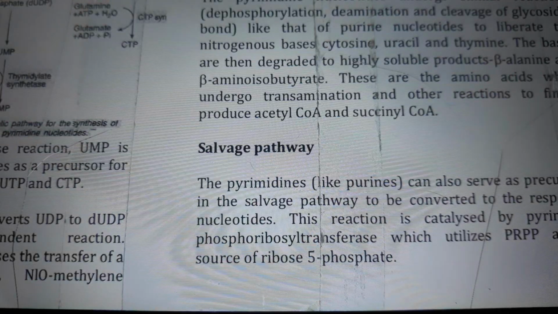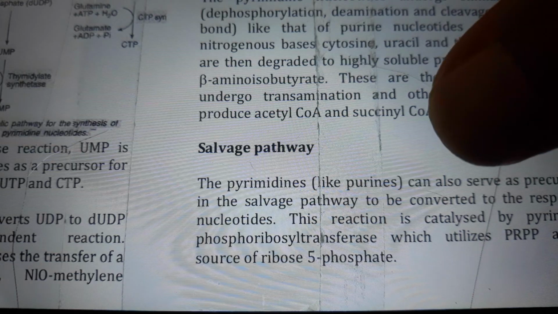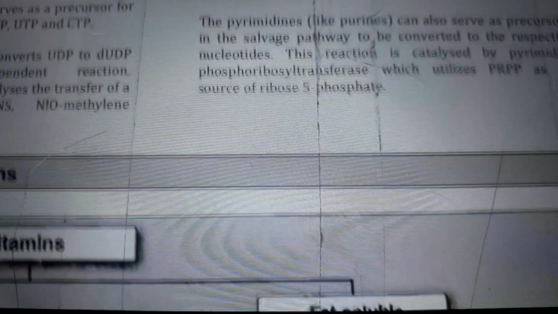Degradation of pyrimidine nucleotides. The pyrimidine nucleotides undergo similar reactions: dephosphorylation, deamination, and cleavage of the glycosidic bond, like that of purine nucleotides, to liberate the nitrogenous bases cytosine, uracil, and thymine. The bases are then degraded to highly soluble products beta-alanine and beta-aminoisobutyrate. These are the amino acids which undergo transamination and other reactions to finally produce acetyl-CoA and succinyl-CoA.